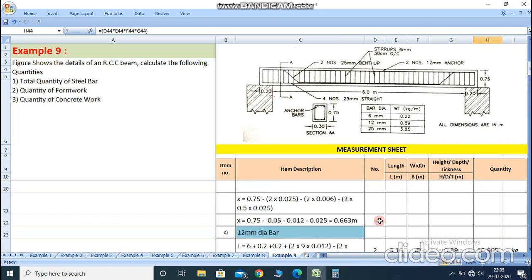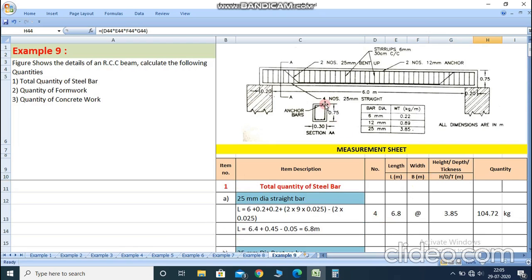So here this example is finished. We calculated the total quantity of the steel bar, the total quantity of the formwork, and the quantity of the concrete work.